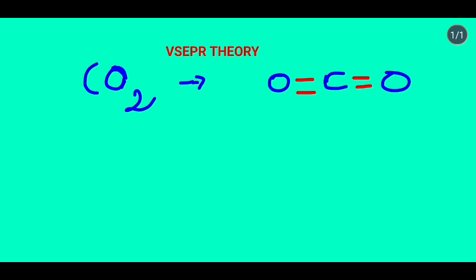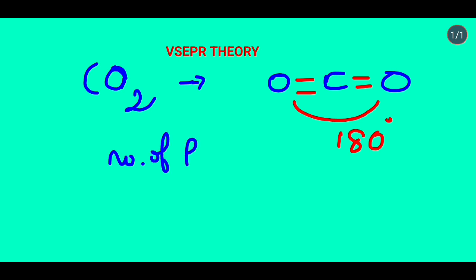CO2 has double bonds. We look at the number of electron pairs, which is two. The arrangement of the electrons gives an angle of 180 degrees, that is linear. So the molecular geometry is linear, with 180 degrees.